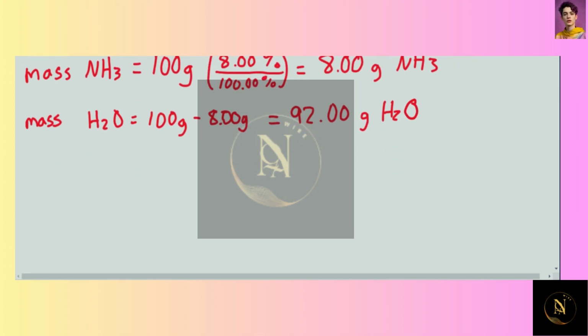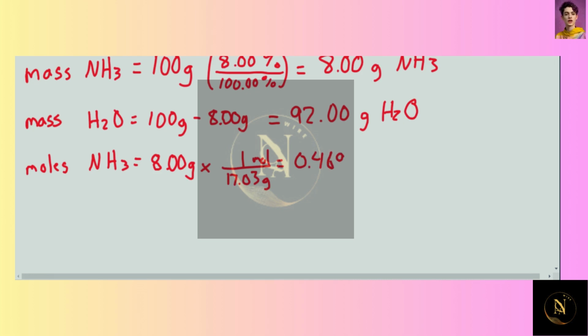So we'll need moles of both. Moles of ammonia for all 3 concentrations, moles of water for mole fraction. So we have 8.00 grams, and we just need to divide by the molar mass, which is 17.03 grams per mole. And that gives us a value of 0.4698.